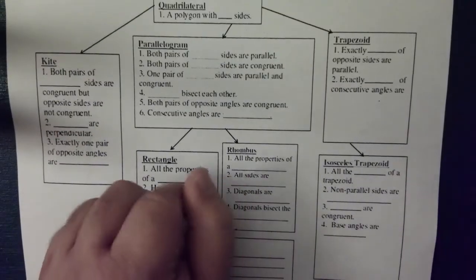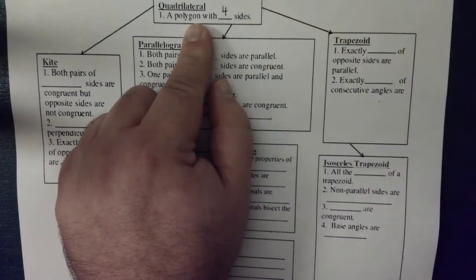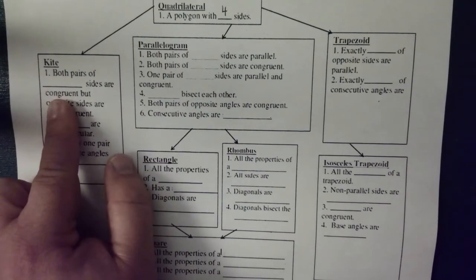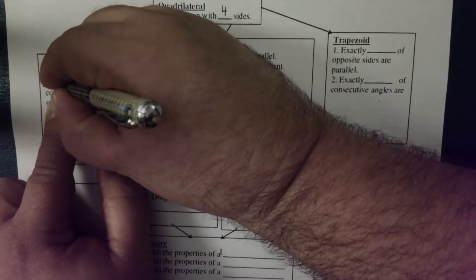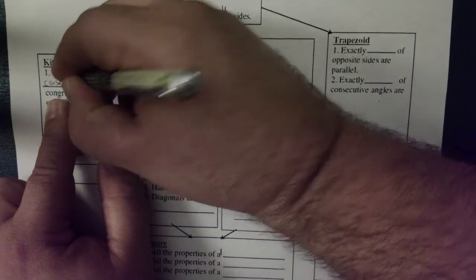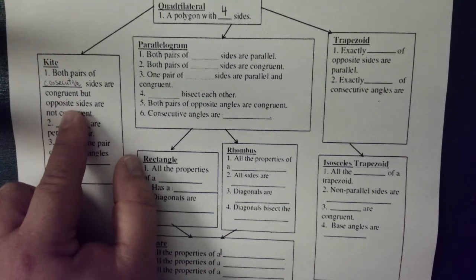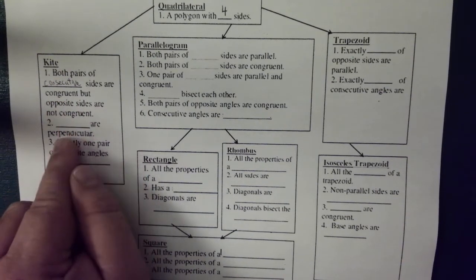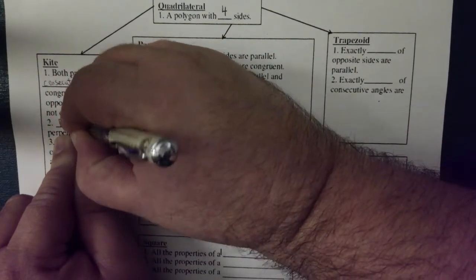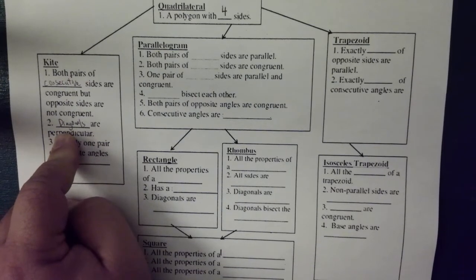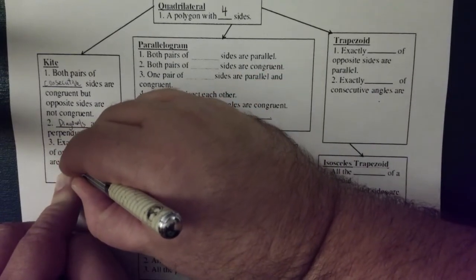A quadrilateral is a polygon with four sides. All right, I'm going to come over here to a kite. Both pairs of consecutive, meaning one right after the other, sides are congruent, but opposite sides are not congruent. Diagonals are perpendicular. Exactly one pair of opposite angles are congruent.